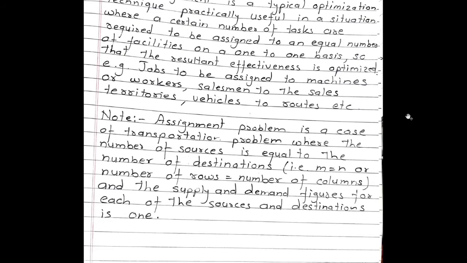Note that assignment problem is a special case of transportation problem where the number of sources is equal to the number of destinations. That is, m is equal to n, or number of rows must be equal to number of columns, and the supply and demand figures for each of the sources and destinations is 1.